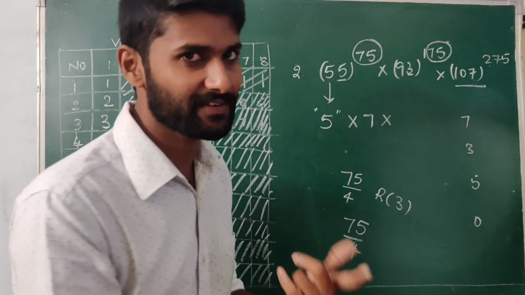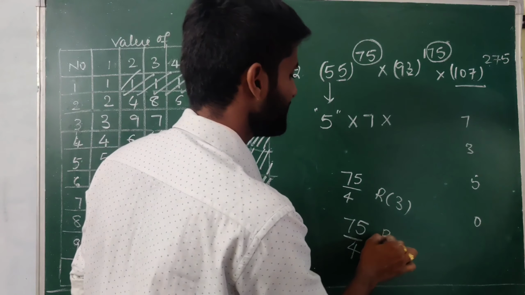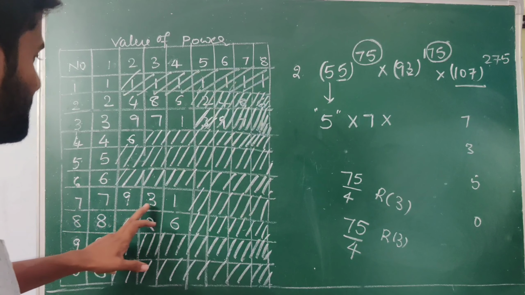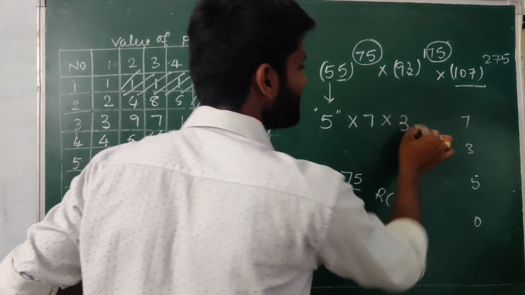4 18s are 72. We get a remainder of 3. If we get 3 as a remainder, the third number in the cycle is the repeated number. What is the third number here? 3. So the answer here is 3.